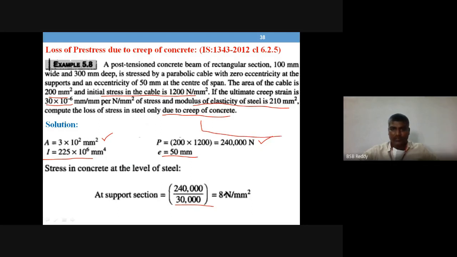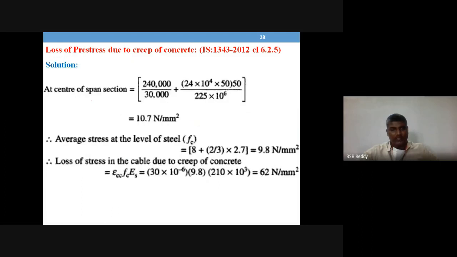I mean, if you just draw the beam, just for the sake of the example. So the cable is like a parabola. It is 0 eccentricity at the support, and at center it is 50 mm. That is how you get P by A, and at the center of the span you have to do P by A plus again P into E into Y by I. Both will be the same because the level of steel is the same, so that is 10.7.